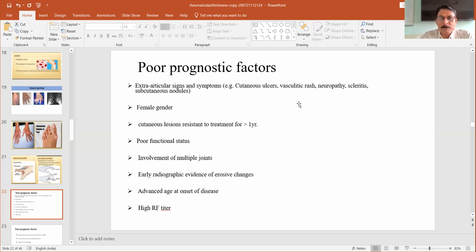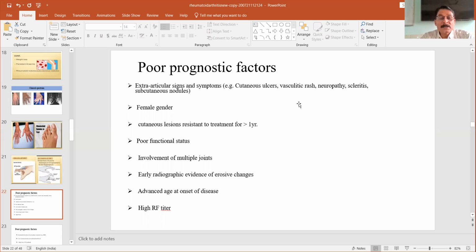You follow up the patient. Certain patients are going to respond well, but certain patients are not good responders. Certain things determine this, and you can make out that this person is not going to respond nicely, but this group of persons is going to. Females are not good responders. Cutaneous lesions, if present, are not a good sign.